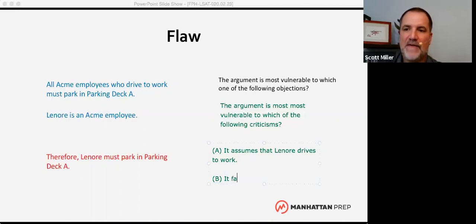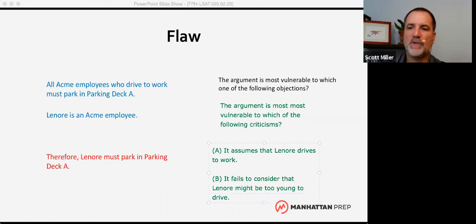So it fails to consider that Lenore might be too young to drive. Now when we switch this around and we say it fails to consider, we're talking about something that the argument has not defended itself against already, right? A possible objection. So fails to consider, Lenore might be too young to drive. Why is that a problem? Because if Lenore is too young to drive, then this argument no longer makes sense.